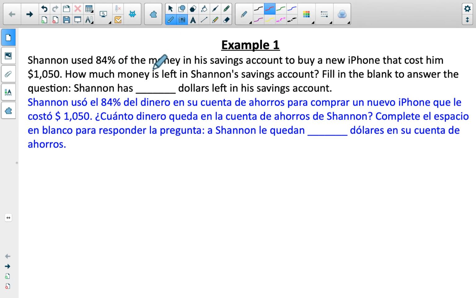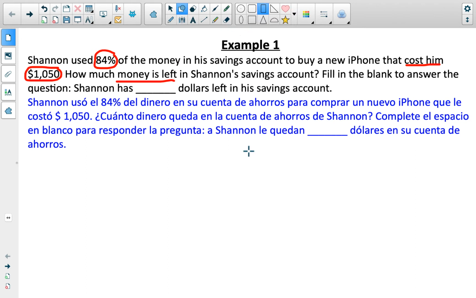All right, I'm going to read through this first. Shannon used 84% of the money in his savings account to buy a new iPhone that cost him $1,050. So it costs him that much. How much money is left in Shannon's savings account? By the way, this one came from a Monday's quizzy that a lot of you actually got wrong. All right, so it's asking how much money is left. How much money is left in his savings account?